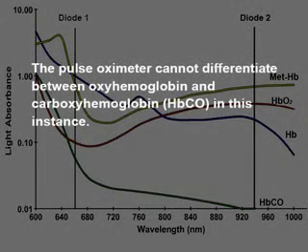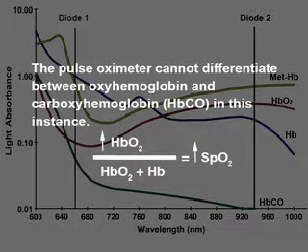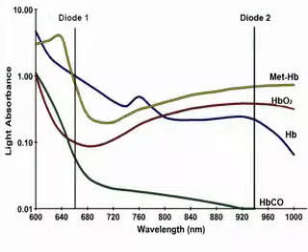The pulse oximeter cannot differentiate between oxyhemoglobin and carboxyhemoglobin in this instance, and may erroneously display a normal or near normal arterial blood oxygen saturation when the actual arterial blood oxygen saturation may be low.